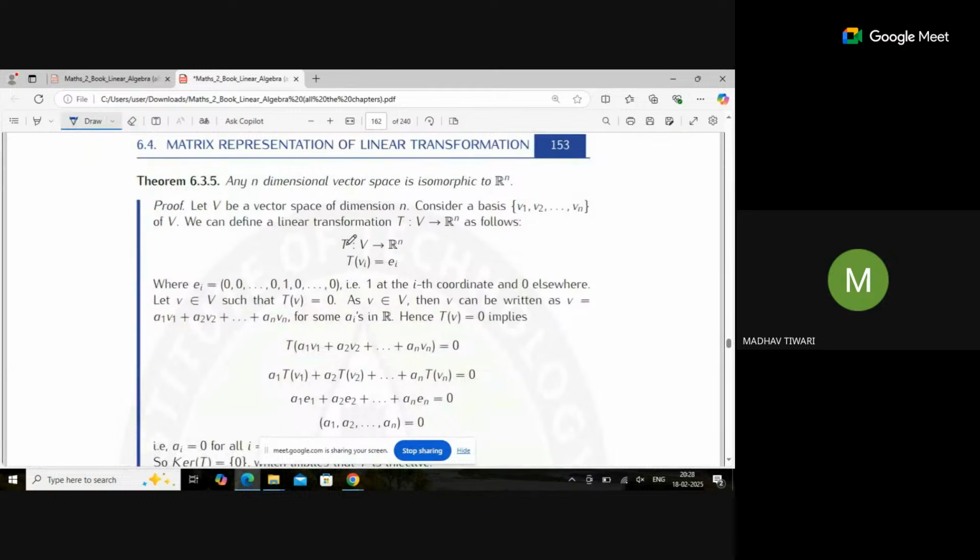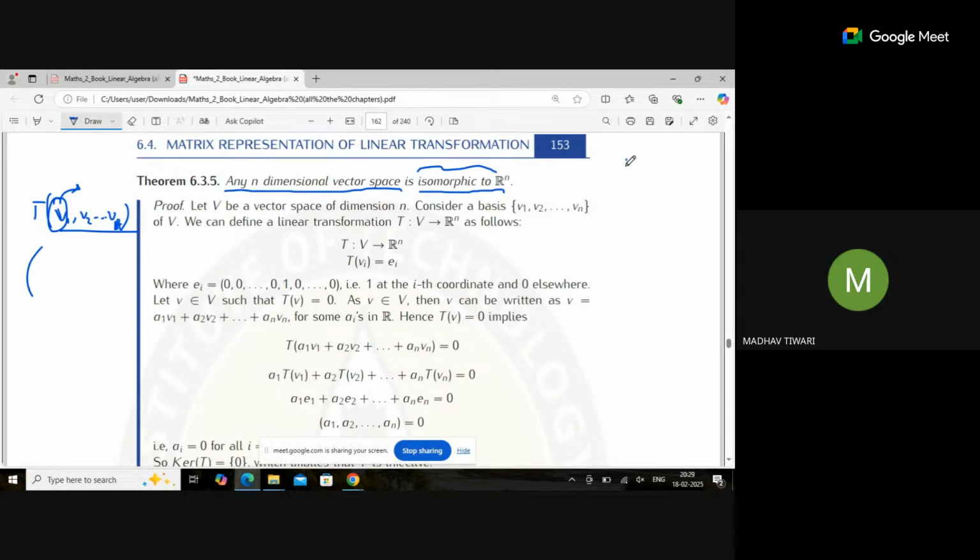Okay, it is saying that any n-dimensional vector space is isomorphic to Rn. It means if you take any n-component vector having components v1, v2, and so on up to vn, and you want to transform it, you are going to use a linear combination of these vectors. So any n-dimensional vector space is isomorphic to Rn.